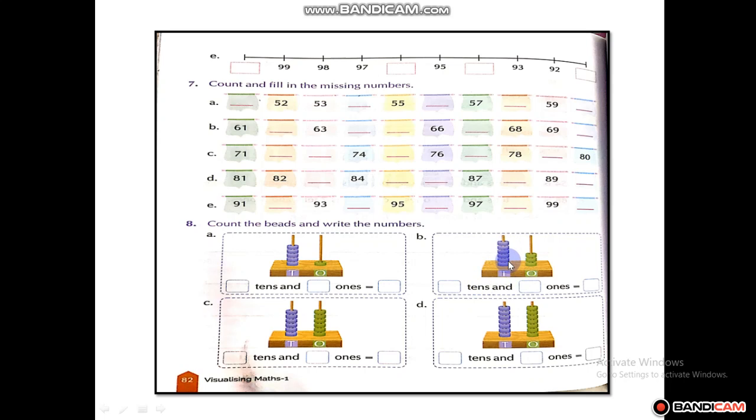How many beads are there? 1, 2, 3, 4, 5, 6. 6 beads are there. So you will write here 6 tens and here 1, 2, 3. So you will write here 3. So 6 tens and 3 ones will make 63. In this way you will complete these two also.